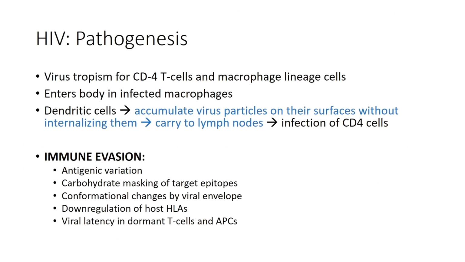So pathogenesis, we talked about this a little bit. Remember those macrophages and those T cells, and it infects those. It also uses another cell type known as dendritic cells. So macrophages, we replicated within there, and then they brought it to lymph nodes. Dendritic cells bring it to lymph nodes, but they don't actually get infected. They just accumulate the virus on their surface. They don't internalize it, and they just carry it to lymph nodes, and then great, we now infect our CD4 cells. Thanks for bringing this to us in the lymph nodes. Wonderful dendritic cells.